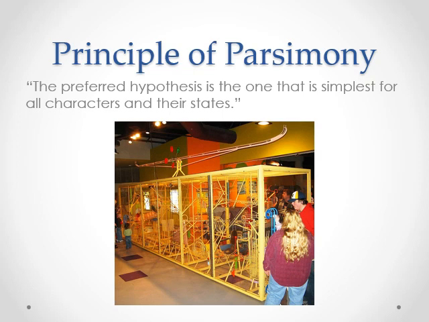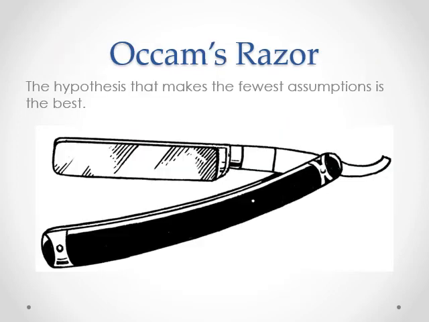We always go for the simplest possible chart. It's the principle of parsimony. It's parsimonious, that is, it is the simplest possible answer. The preferred hypothesis is the simplest one for all characters in their states. This is also known as Occam's razor. The best hypothesis is the one that makes the fewest assumptions. Okay, so go for the simplest solution. Don't try to figure out a super complex way that this could have possibly happened just to make your original idea right. Always go for the simplest solution.